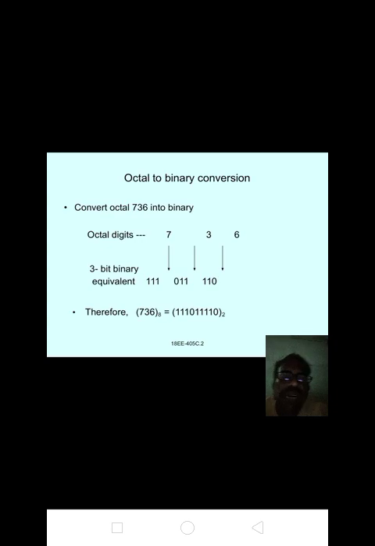Octal to binary conversion. Convert octal 736 into binary. Octal digits 7, 3, 6, each to its 3-bit binary equivalent. For 7, we already learned in the previous slide that 7 is 111, 3 is 011, 6 is 110. Therefore 736 base 8 equals 111011110 base 2. Simple.